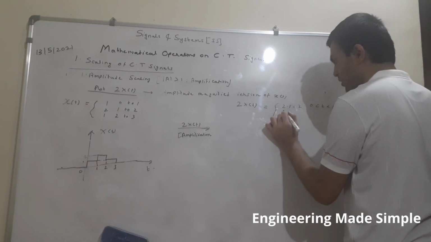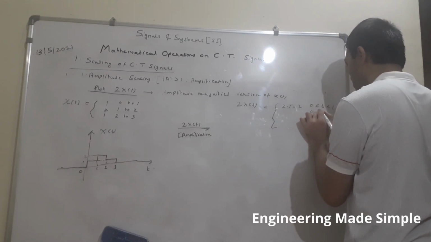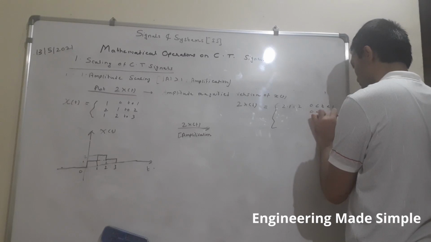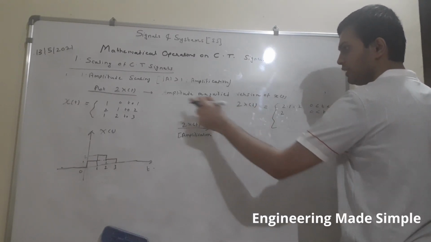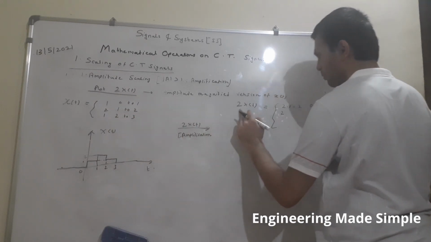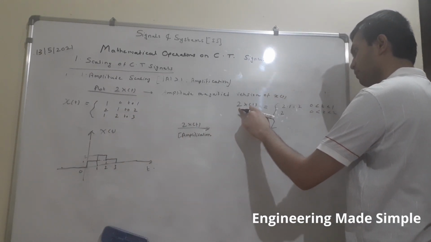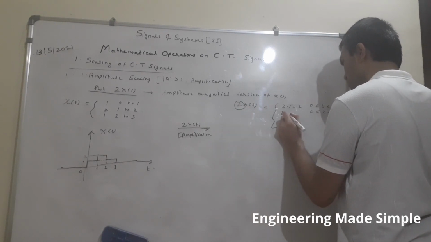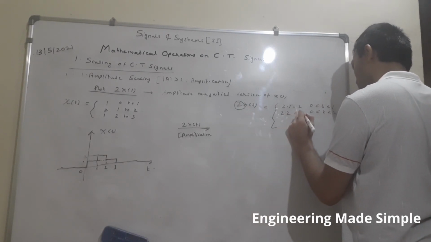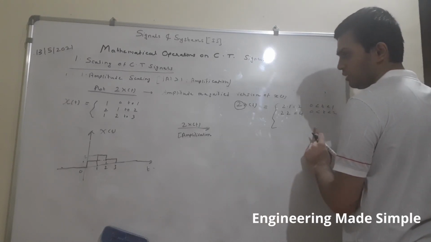And then what was the value for in between 1 to 2? The value of x of t was 2. But that 2 is present in x of t, and we are multiplying the amplitude of x of t by a constant whose value is 2. So this will be 2 into 2, which will be 4. I hope this is pretty much clear.